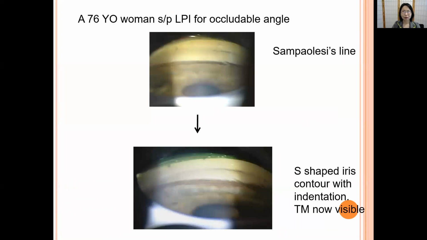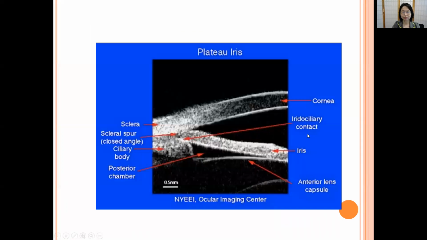And this is a patient who had a PI, or laser iridotomy, for an occludable angle, who happened to have some Sampaolesi's line. But with indentation, again, you see the corneal striae here. You see less of it here, you see way more here, which means that the pressure is being applied. Notice also the S-shaped iris contour, which suggests this patient may have plateau iris syndrome.